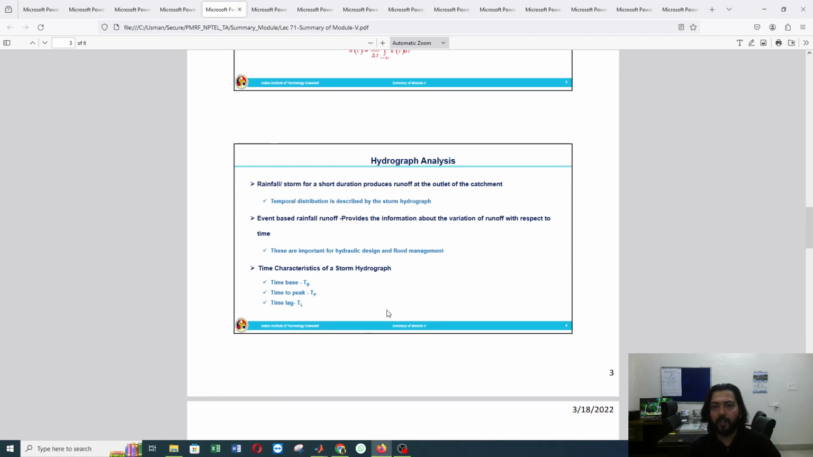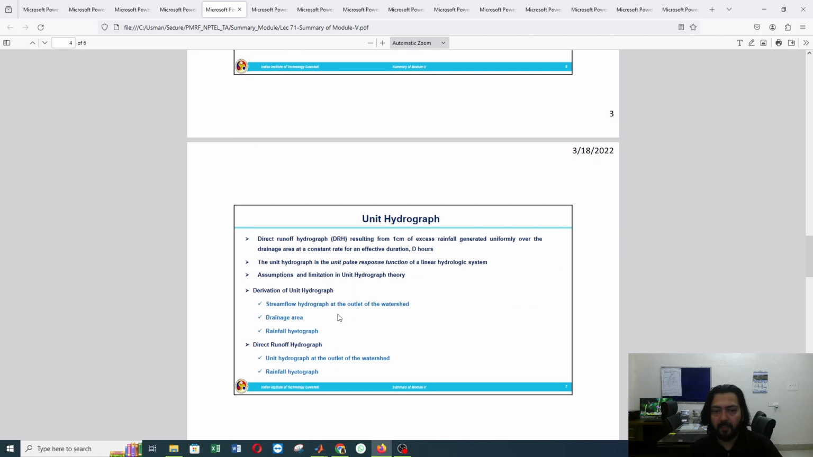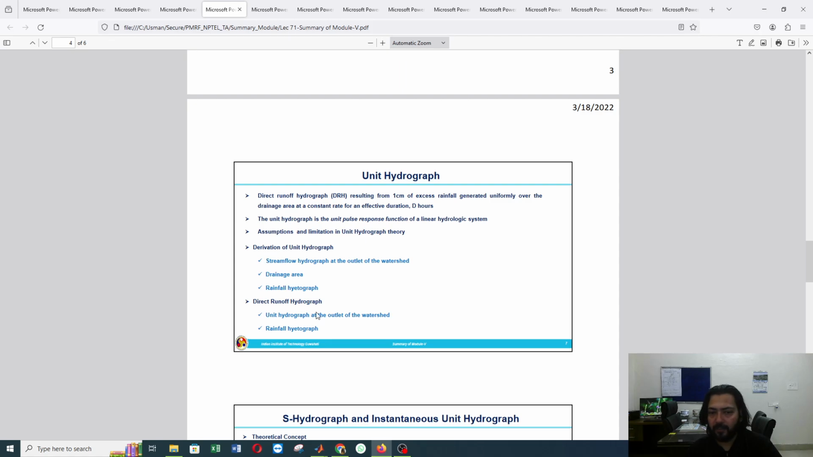Then we started exploring hydrographs, right? So what is a hydrograph? A hydrograph is nothing but a plot between discharge and time. Here we talked much more about the unit hydrograph. So you should remember the definition of the unit hydrograph, which is a DRH resulting from one centimeter of excess rainfall generated uniformly over the drainage area at a constant rate for an effective duration of D R. So here we talked about how we can derive a unit hydrograph, right?